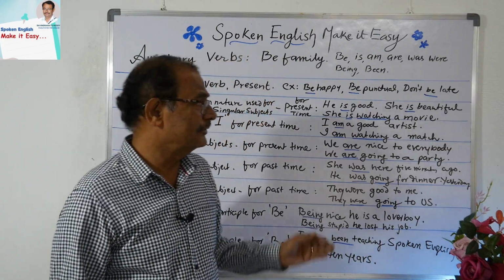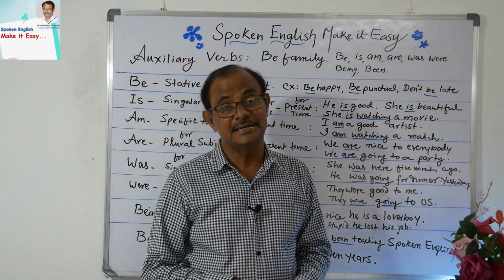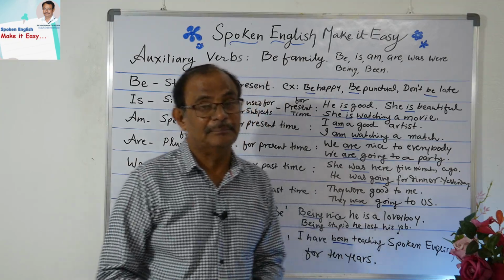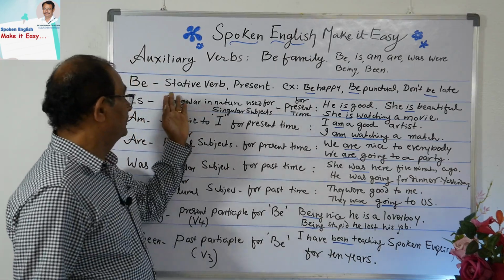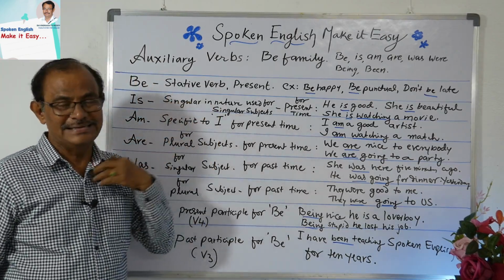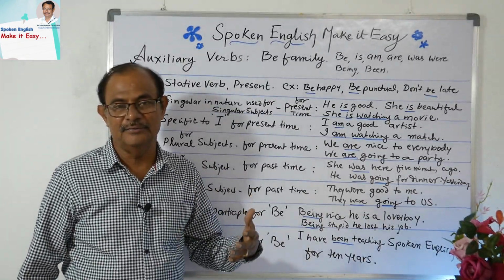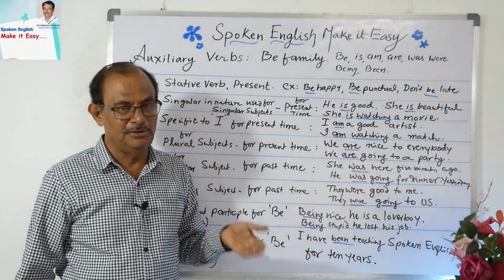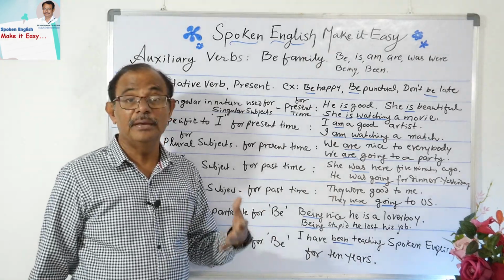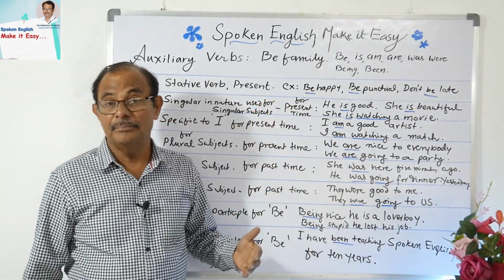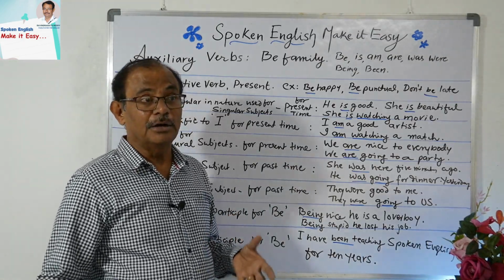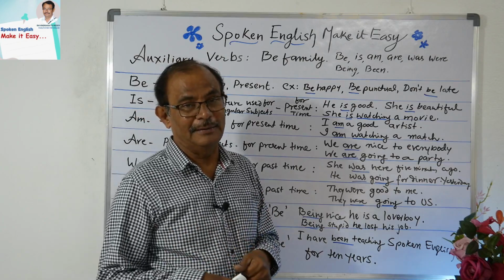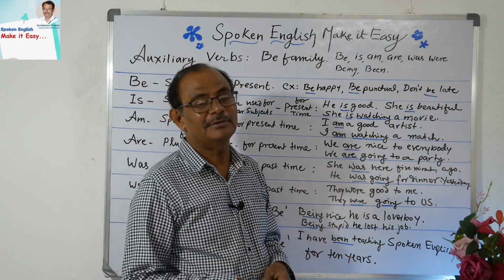So let us go to the examples so that you can clearly understand the concept. That is more important. You have to understand it properly. See now, be is a stative verb. It is a state. It is not a dynamic verb. It is a stative verb generally used for advice. So be happy. See here, be happy. Don't be timid. Be courageous. Don't be late to office. Be punctual. So these are the things.